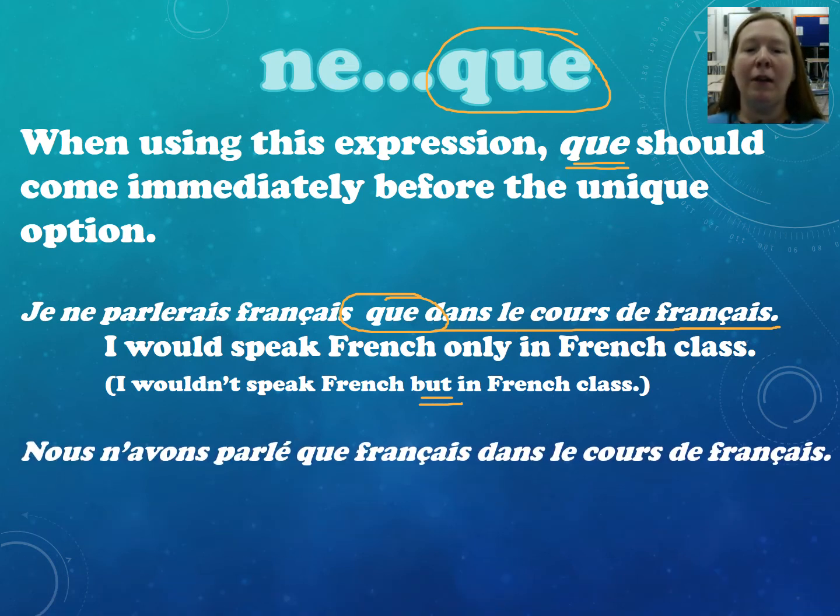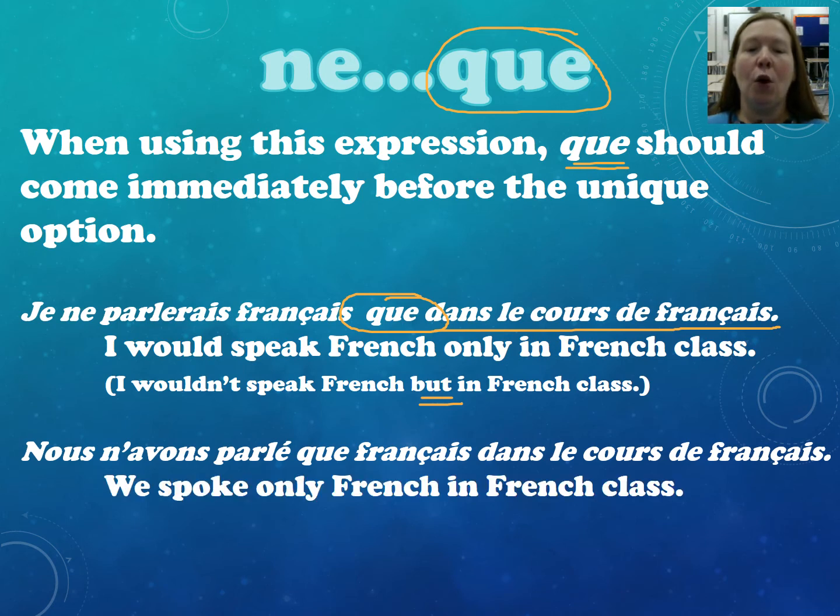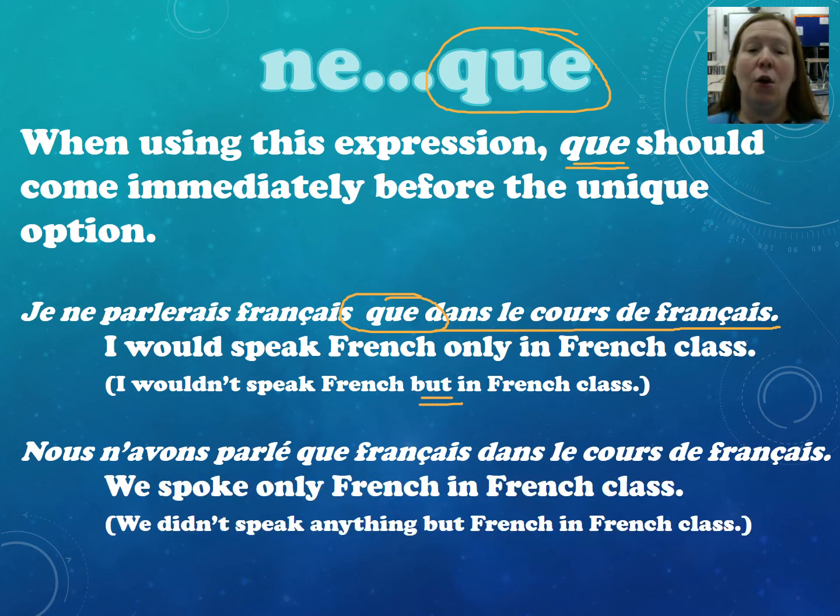Nous n'avons parlé que français dans le cours de français. We spoke only French in French class. Or we didn't speak anything but French or except French in French class. So here, French is the unique situation. So que comes in front of that. This sentence indicates that in French class, the only thing we speak is French.